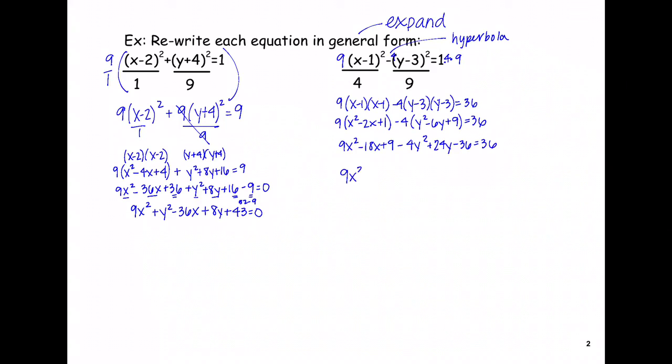Combine our like terms. 9x squared minus 4y squared minus 18x plus 24y, and when we have 9 minus 36 minus 36, minus 63 equals 0.